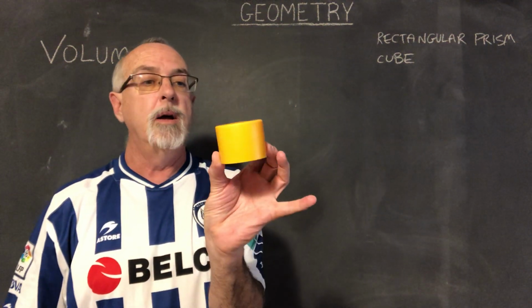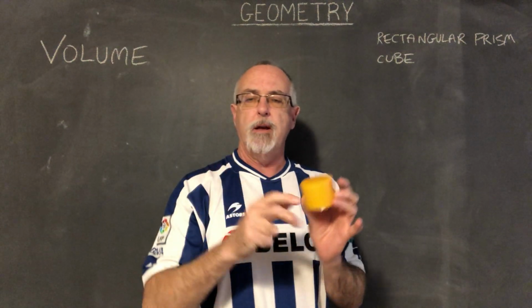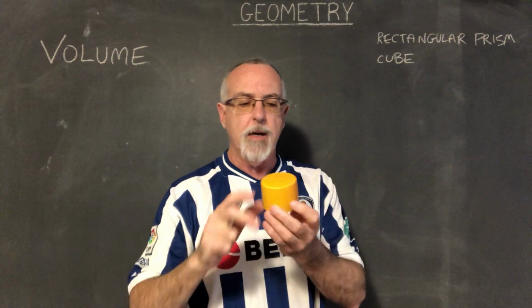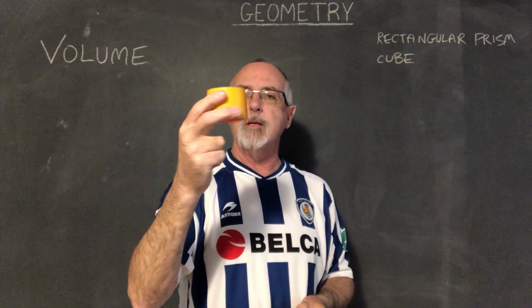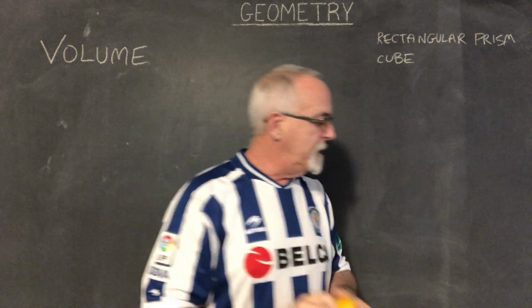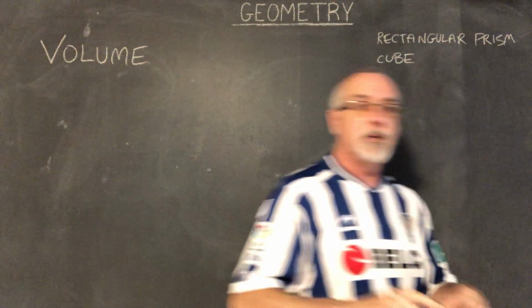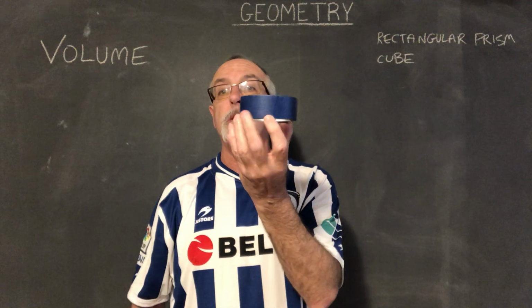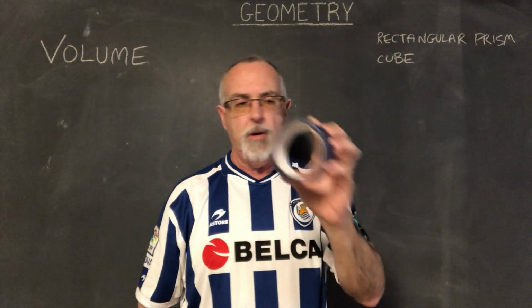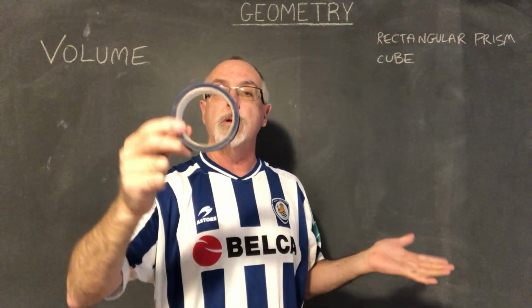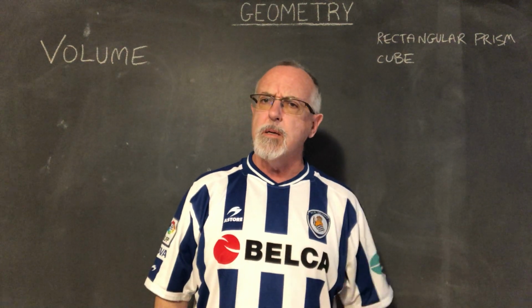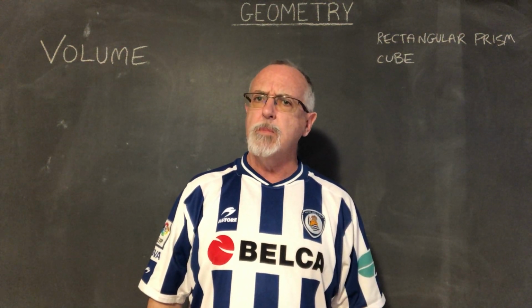This is the cap for a spray that you use to stop things from squeaking. I just took the cap because it's a nice little round cylinder. And this painter's tape is also a cylinder. Again, it doesn't have a bottom or a top, but it is a cylinder. And is a cylinder a prism also?